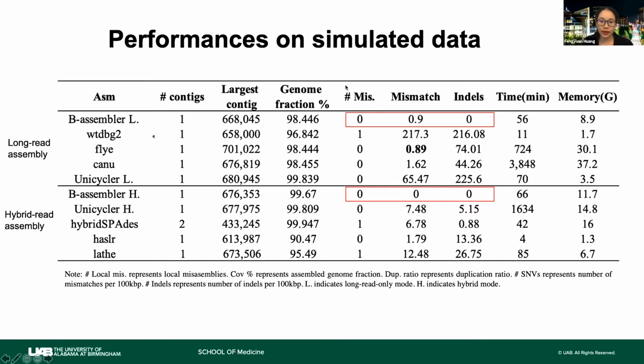Both Bacsembler and Flye have the lowest number of mismatches, and Bacsembler's hybrid mode can eliminate all mismatches and indels, as shown in this table. For time and memory, WTDBG2 and HASLR are better than Bacsembler, but WTDBG2 gets a higher number of errors, and HASLR just covers 90% of the genome. So Bacsembler surpasses all of these on the simulation data and constructs the most accurate genome sequence.